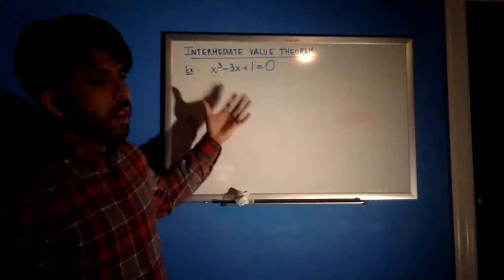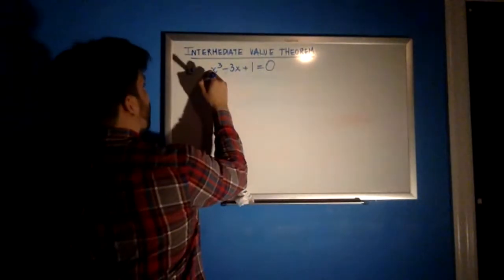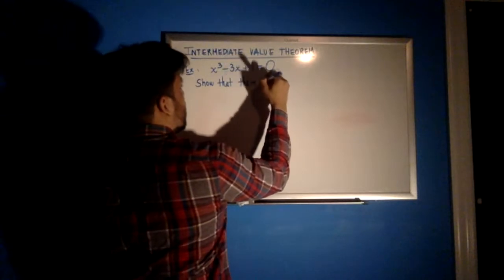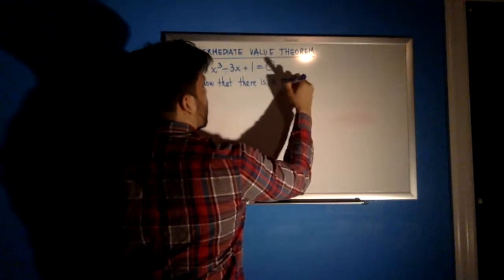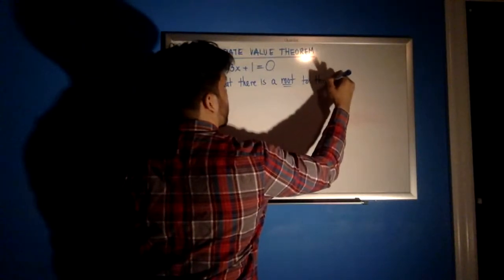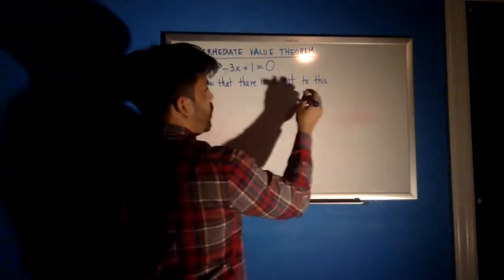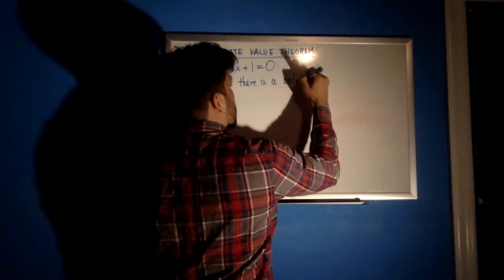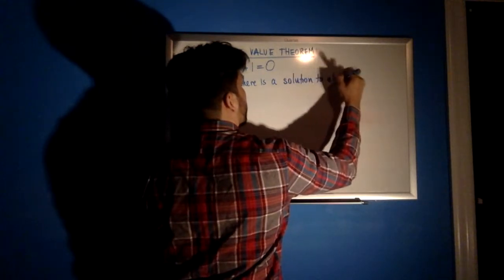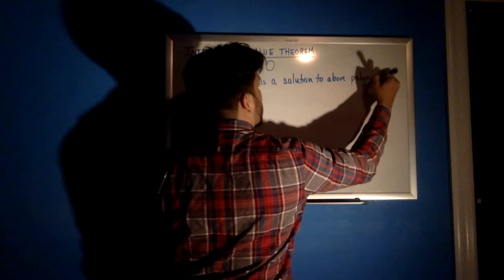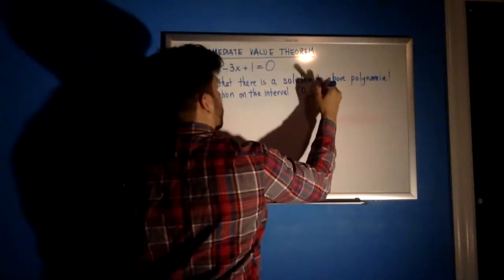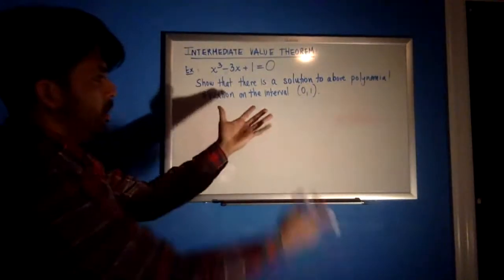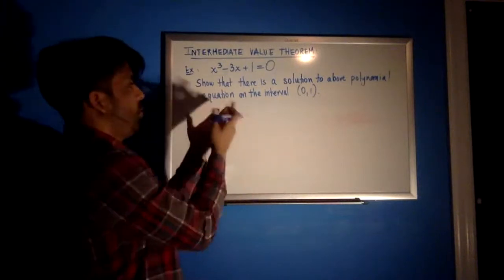And so what are we trying to show, right? That's what we're trying to do. We're trying to show that there is a solution to the above polynomial equals 0 in the interval 0 to 1. So this is what I want to show. I want to show this statement to be true.